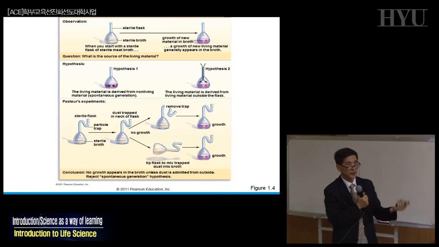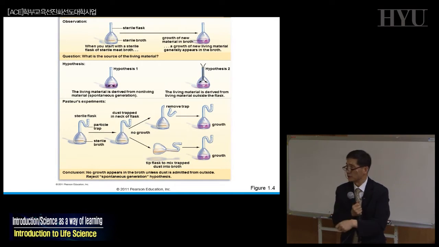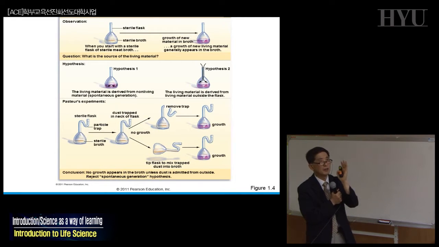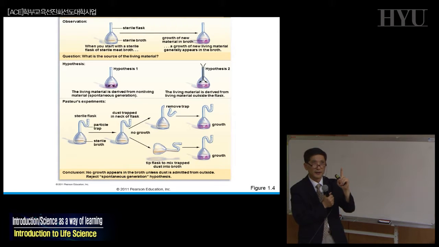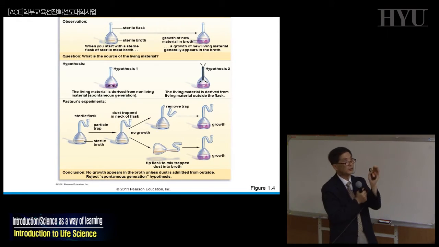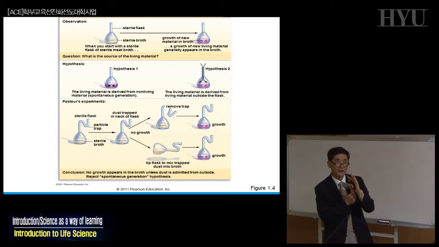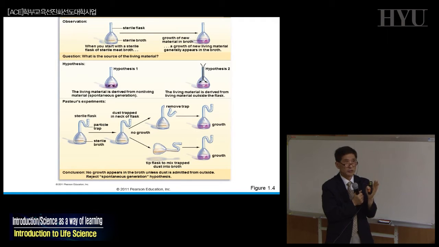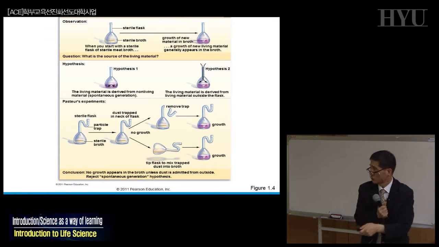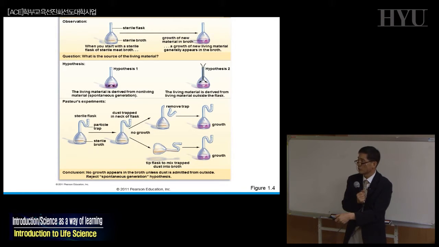Agree? The important thing in doing this experiment is that you have to do everything the same, except one. What is that one? It's different: you change the shape of the flask neck. That we call a variable. The rest of it is constant. Everything is the same, and you change one variable. You are testing that variable. So what is the conclusion? No growth appears in the broth unless dust, whatever sits in the dust, is admitted from outside.